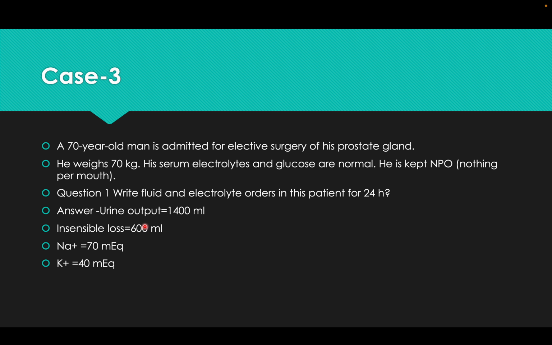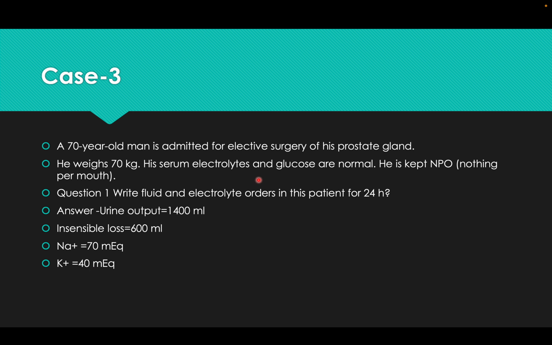Since urine output is 1400 ml, insensible loss is 600 ml at around 8 to 12 ml per kg per day, and sodium requirement is 1 to 2 milliequivalents per kg, that is 70 kg. We require 1 milliequivalent per kg, that is 70. You can take 2 also if the patient is having hyponatremia. Since the patient is having normonatremia, we are taking minimal only. Since the patient has normal potassium also, we are taking minimal. Generally 40 to 80 is the requirement. We took around 40 because potassium is normal.